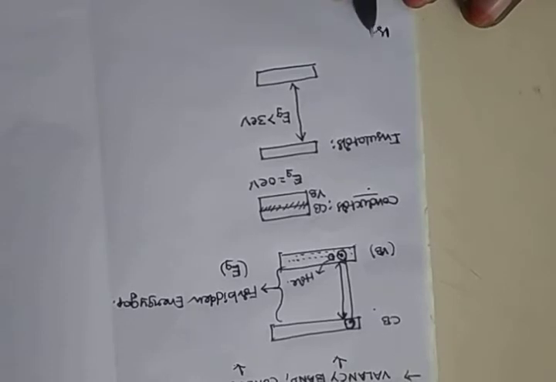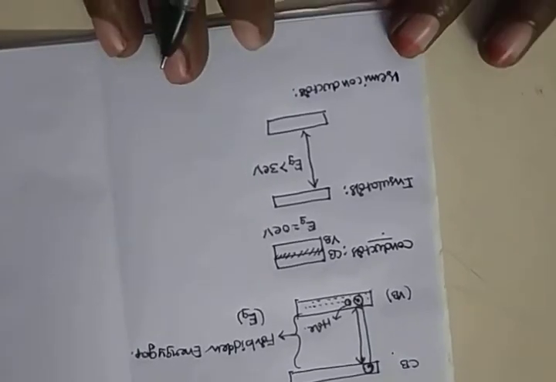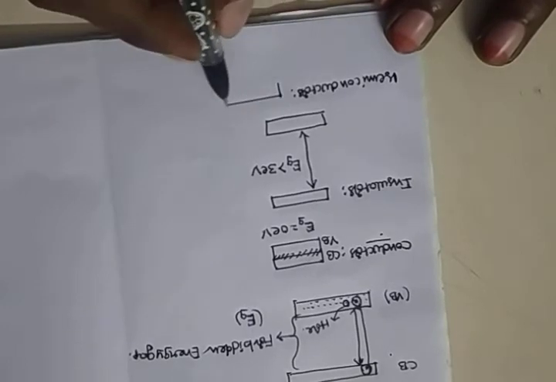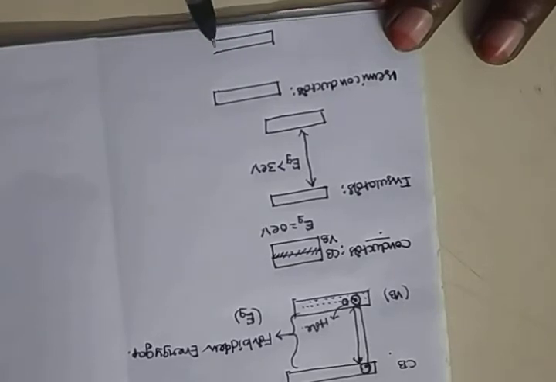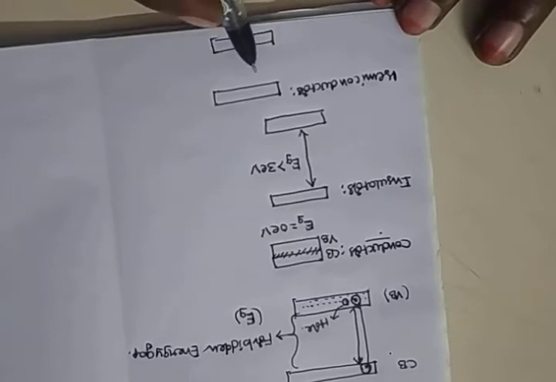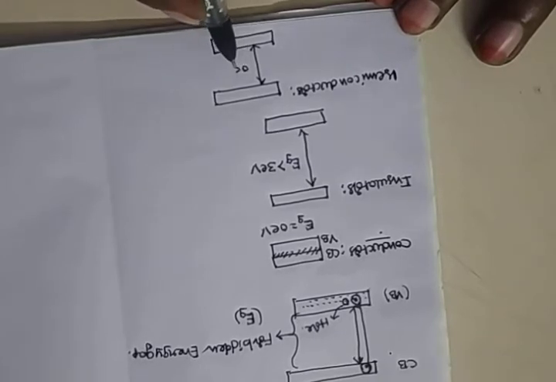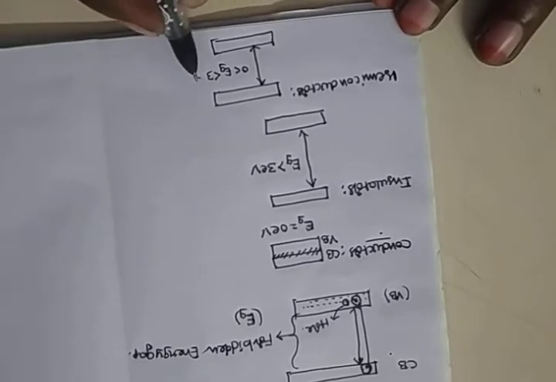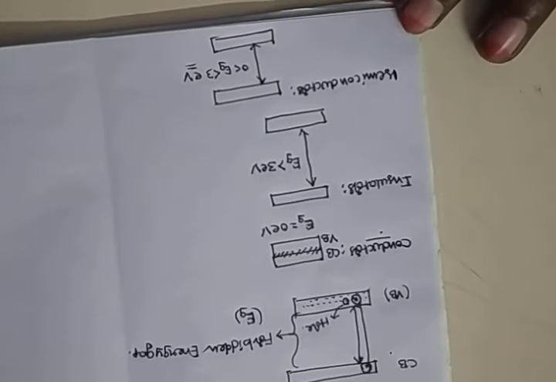Next, in the case of semiconductors, the forbidden energy gap is less than 3 eV, and lies between 0 and 3 eV. That is about the energy gap.